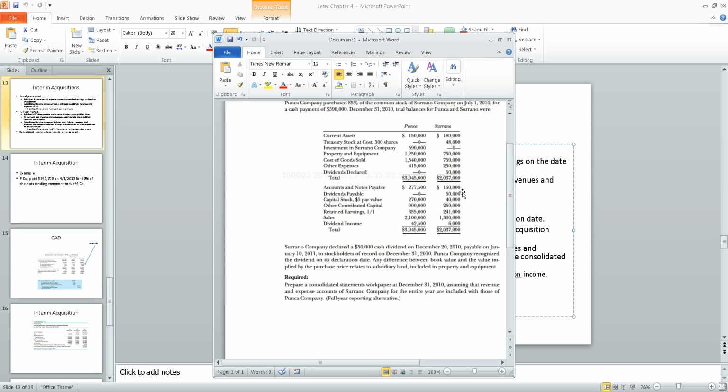We're told here that the difference between book value of equity and imputed value of equity relates to the sub's land that has appreciated in value, which is included as part of property, plant, and equipment here. So apparently this $750,000 in the sub's property, plant, and equipment is understated relative to market value because there is some land that has appreciated. What we're asked to do here is to prepare the consolidated financial statements using the full year reporting alternative.